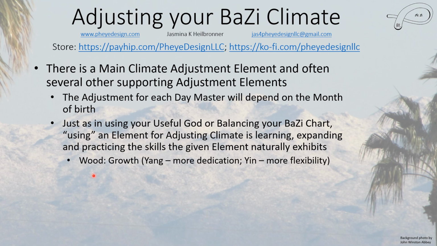So, what do we mean by the skills? Wood, if it says you need wood as either a useful God, which is more specific and you can watch the video about that, or as a balancing element or climate adjustment, we're talking about growth. That is learning, becoming better at something, expanding your knowledge base, expanding your skills in general.